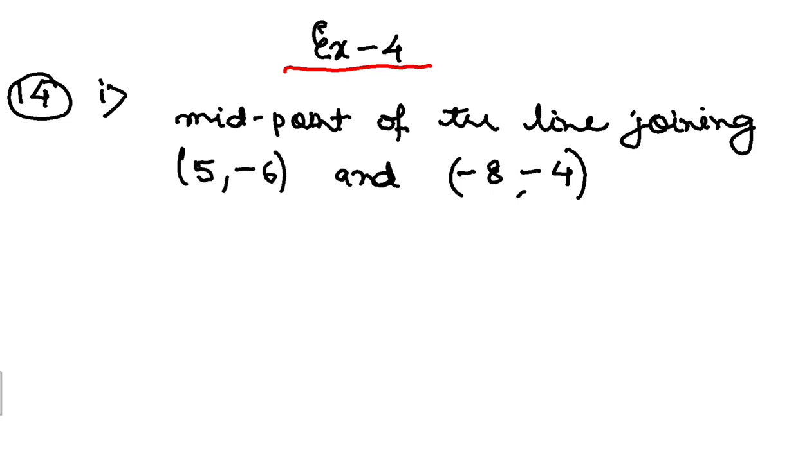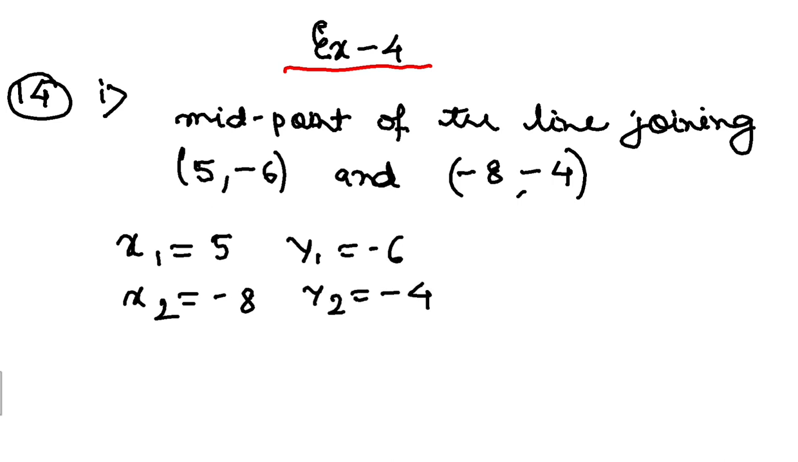So what is your x1 here? Your x1 is 5, my x2 is -8, my y1 is -6 and my y2 is -4. Then how to find a midpoint? There is a formula for midpoint. I have explained it in a previous video.